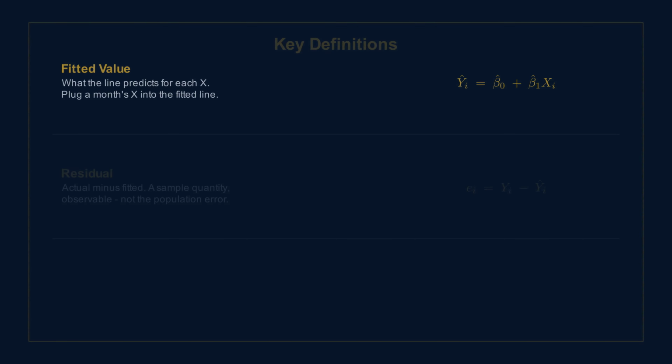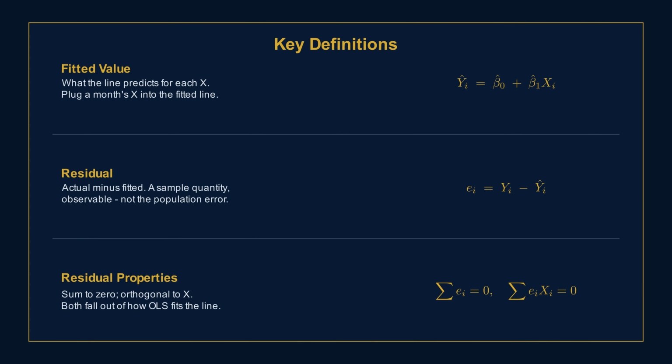So that's the fitted values and the residuals. The fitted value is what the line predicts for each point. The residual is what's actually left over, the real value minus the fitted one. And don't confuse the residual, which we computed from our sample, with the error, which lives in the population and we'll never get to see.